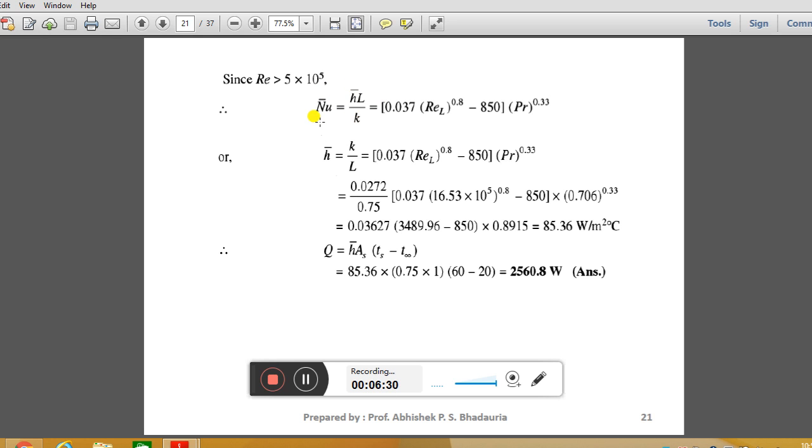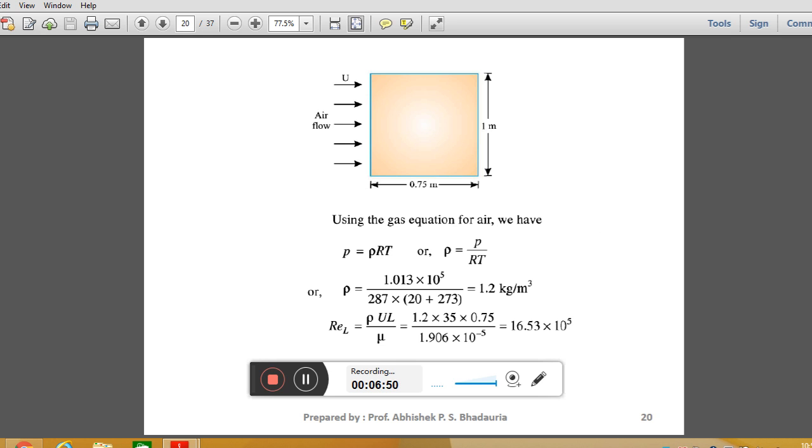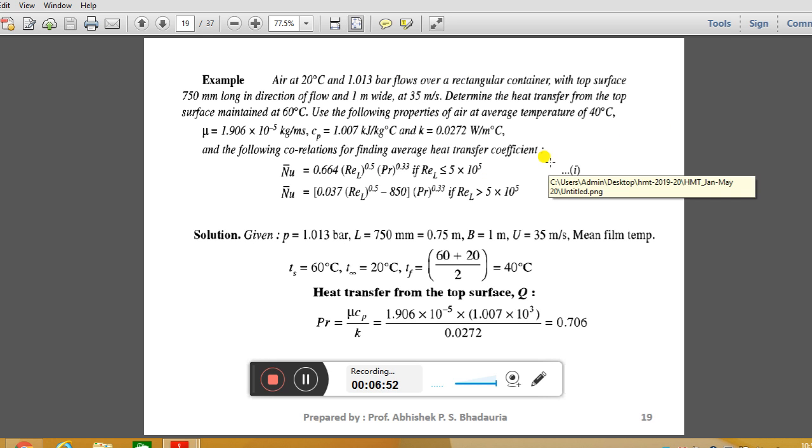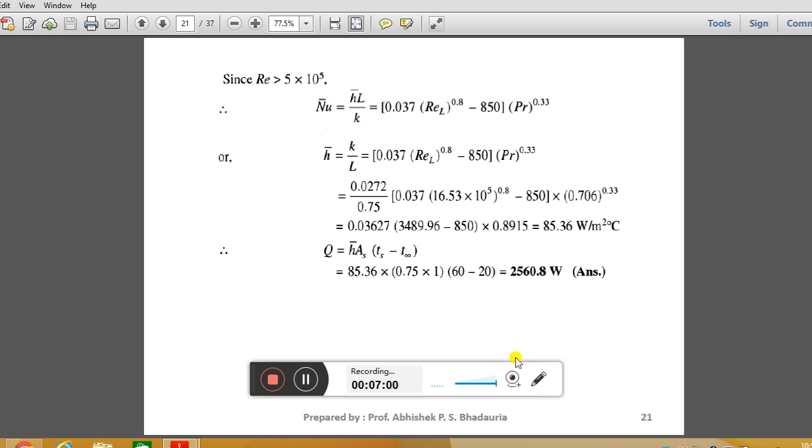Okay, so we have calculated the Nusselt number, and Nusselt number is equal to hL by k. The values of L and k are known to us, so from this we can calculate the value of h, that is, the convective heat transfer coefficient. Now our aim is to find the heat transfer rate. What we have to find is the heat transfer from the top surface. That means we have to find the value of Q.